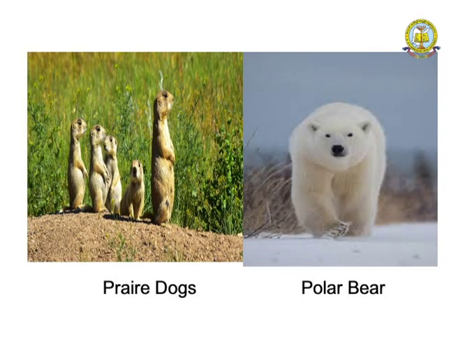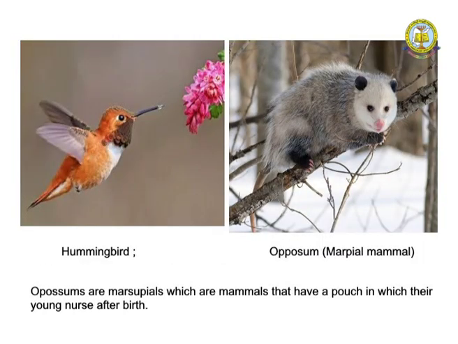Besides these fishes, we can have a look at the prairie dogs characteristically found, and the polar bear found in extreme North Canada and Greenland, the hummingbird, the smallest of birds, and then the opossum, as we have discussed, the marsupial mammal having the primitive features of marsupial characteristics, mainly meant for holding the premature baby.